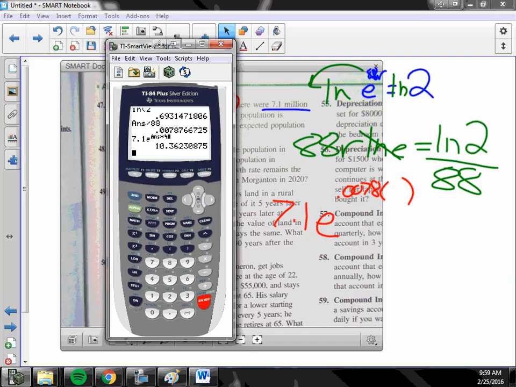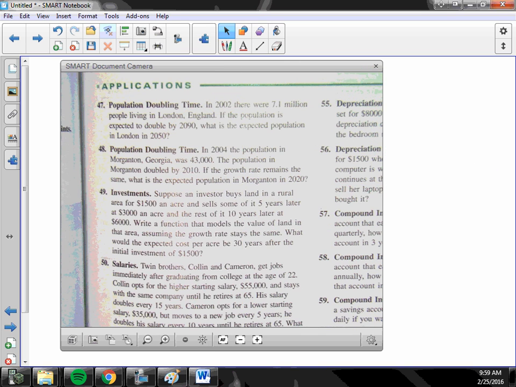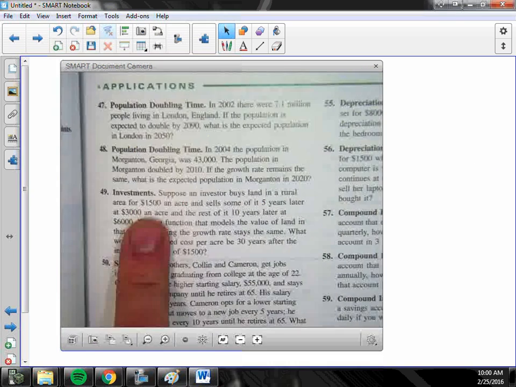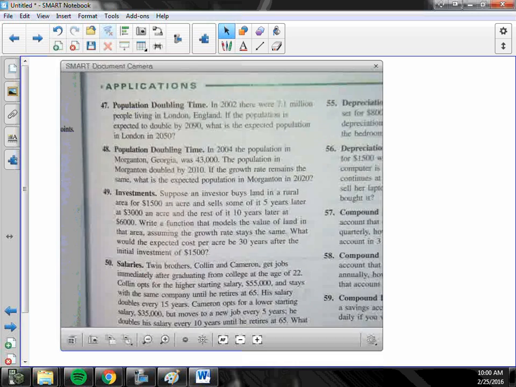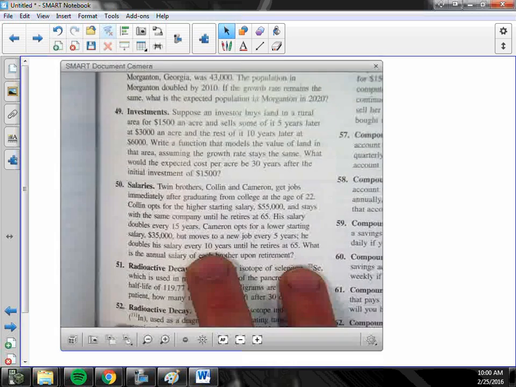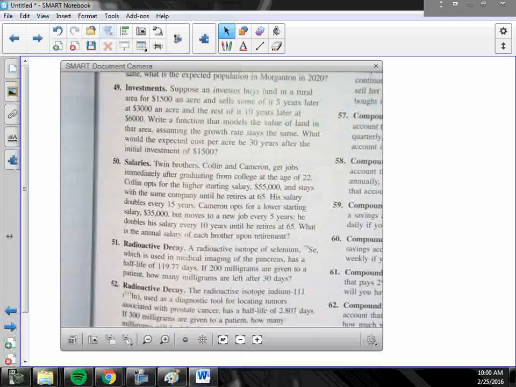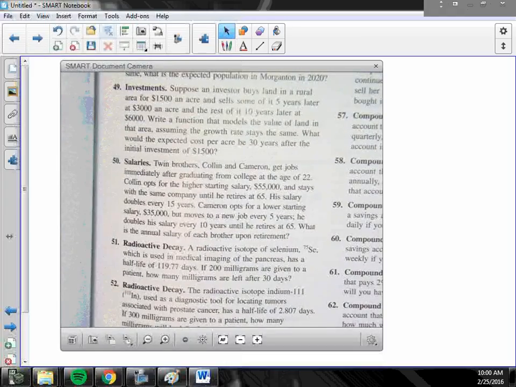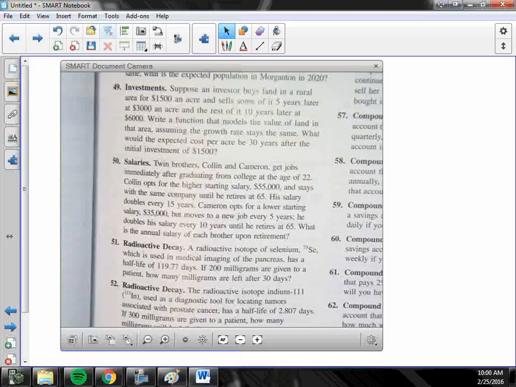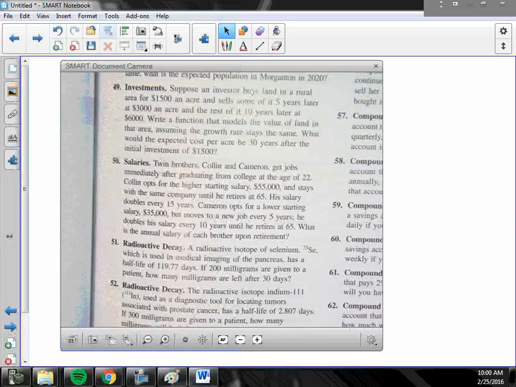Okay. Let me look through some of these others. Okay, let's do 49. Suppose an investor buys land in a rural area for $1,500 an acre and sells some of it 5 years later at $3,000 an acre and the rest of it 10 years later at $6,000. Write a function that models the value of land in the area, assuming the growth rate stays the same. What would the expected cost per acre be 30 years after the initial investment?